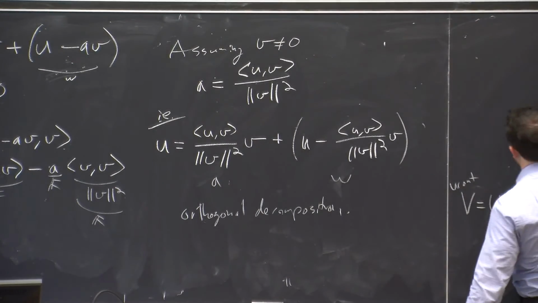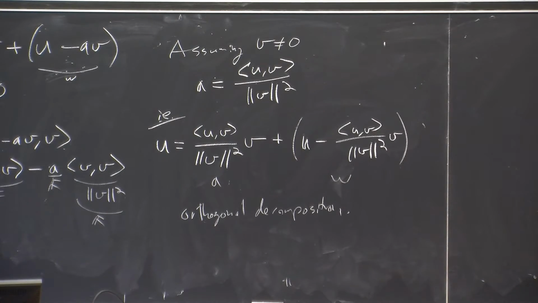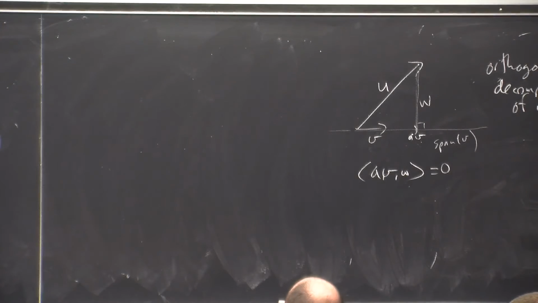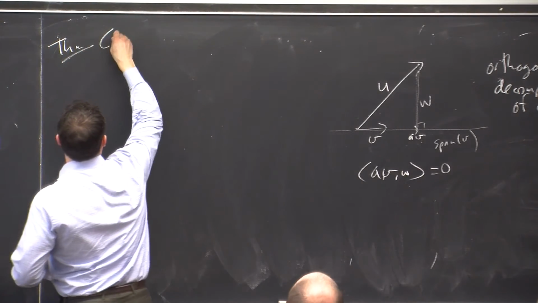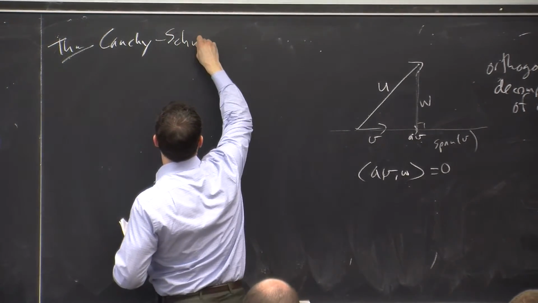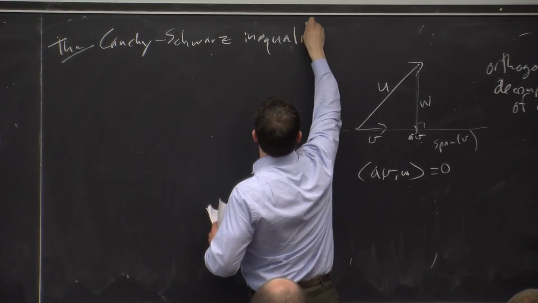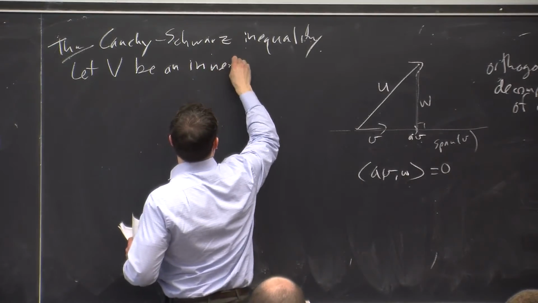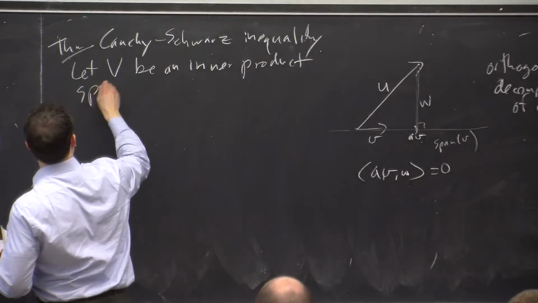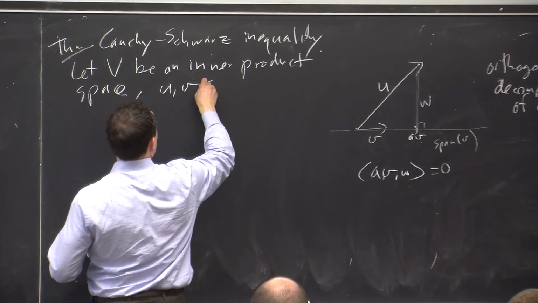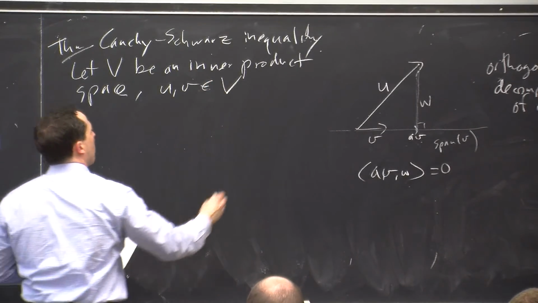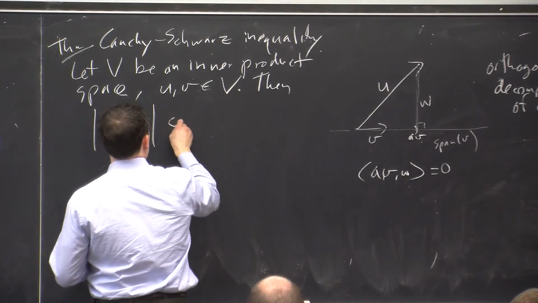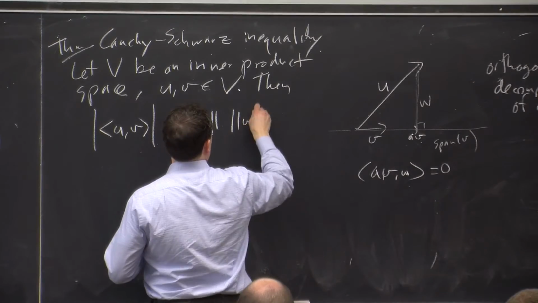So this is useful for lots of things. The first is to prove a very important and famous inequality that shows up in many different areas of mathematics and also in many areas like statistics and computer science and economics. And this is the Cauchy-Schwarz inequality. So we let V be an inner product space, and let u and v be vectors in this space. Then the absolute value of the inner product of u and v is less than or equal to the norm of u times the norm of v.